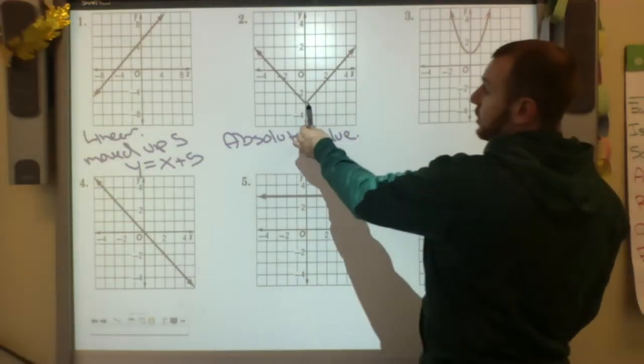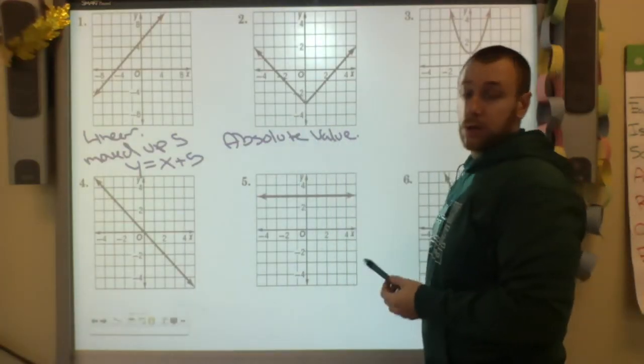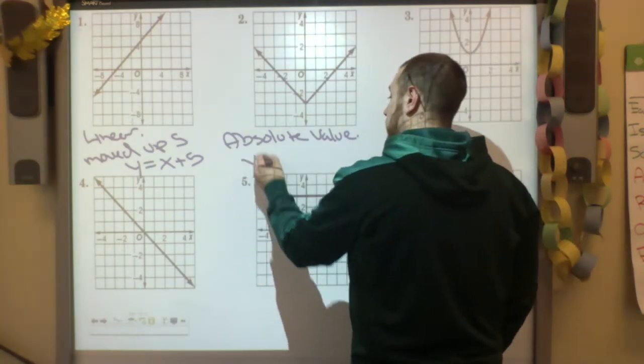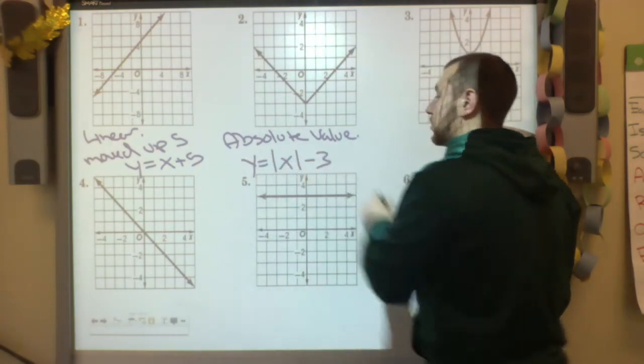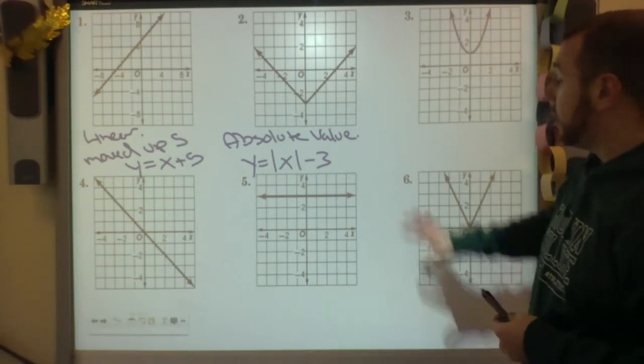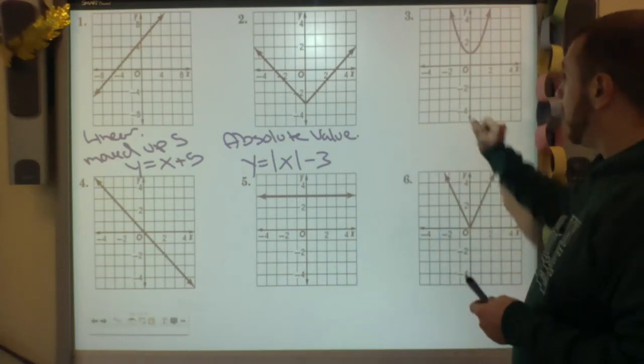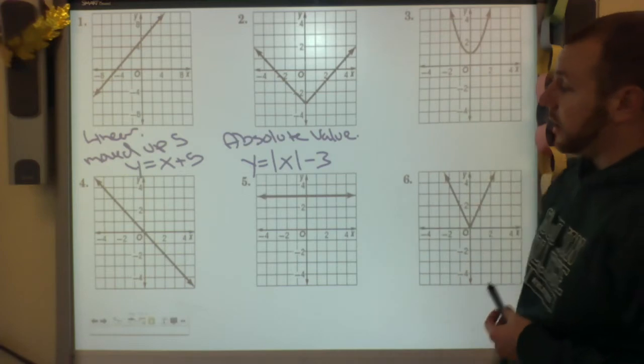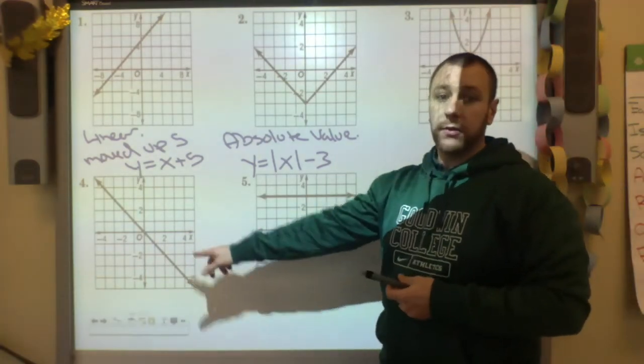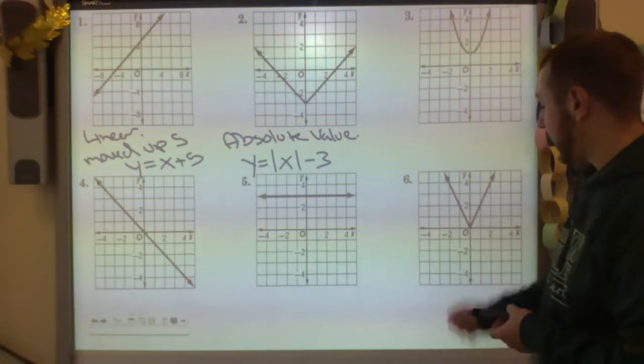Now, this one got moved down 3. So it's going to be y equals the absolute value of x minus 3. And then I can go through and figure those out there. The trick comes with 4, 5, and 6.